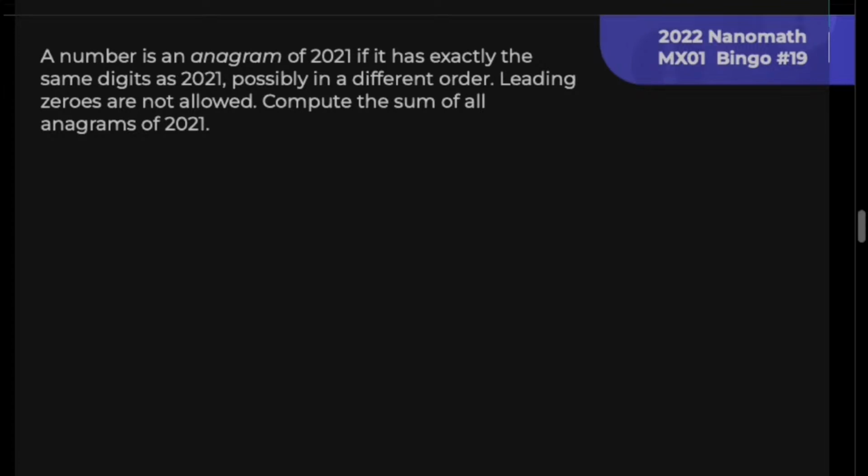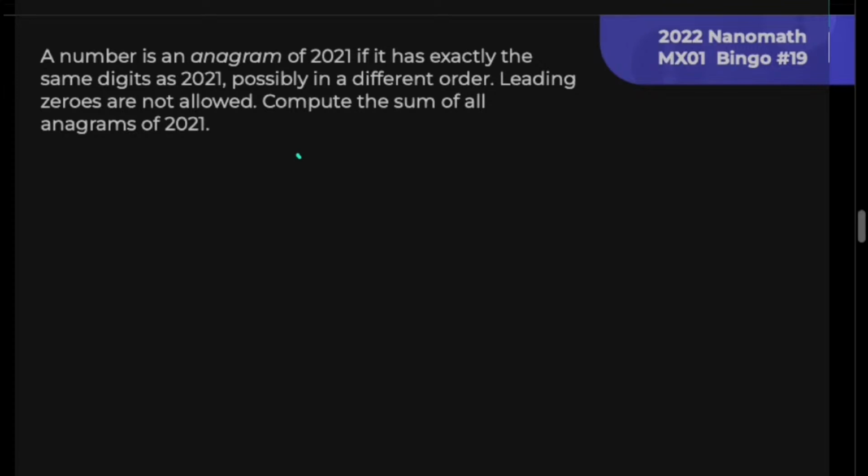It's about anagrams. Okay, so a number is an anagram of 2021 if it has exactly the same digits as 2021, possibly in a different order. Leading zeros are not allowed. Oh, I see. So we can't have something like 0, 2, 2, 1. Compute the sum of all anagrams of 2021.